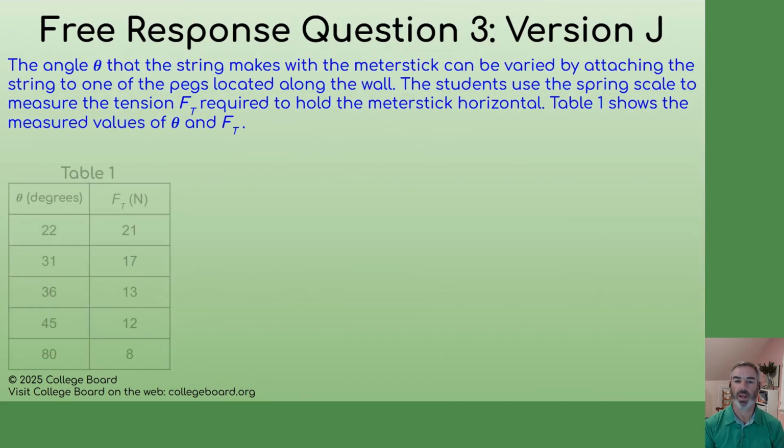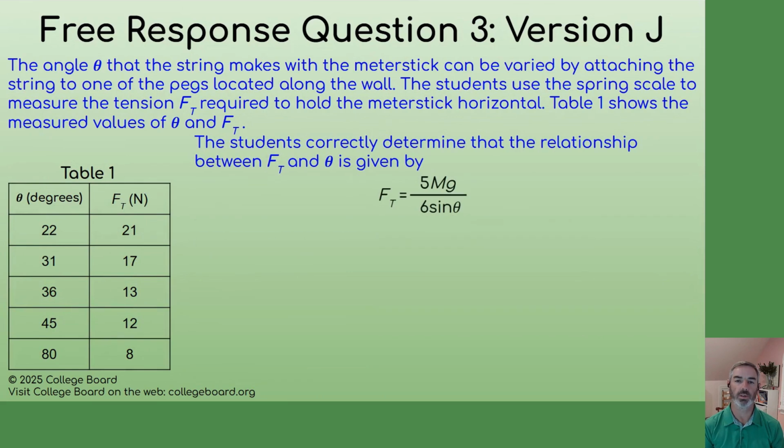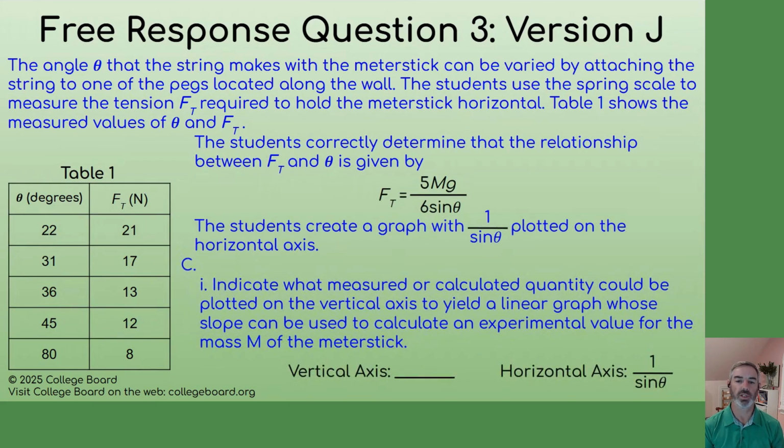Now, what if we do it a different way? So let's look at a different method that we can do. Bringing back all of the information that was given to us, if we rearrange this equation and solve for m divided by sine theta, we get 6Ft divided by 5g, and that equals m divided by sine theta. So y would be 6Ft divided by 5g. That equals m, which is our slope and also the mass, and 1 over sine theta is the horizontal, so we can graph 6Ft divided by 5g on the vertical axis.